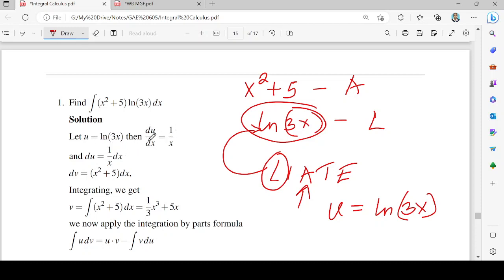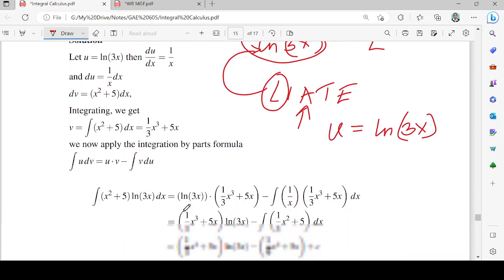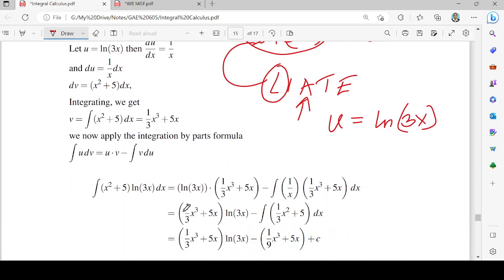Then we make du the subject. So du becomes 1 over x dx. Then dv is now the other function, x squared plus 5 dx. Now we integrate to get v. The integral of x squared plus 5 becomes 1 over 3 x cubed plus 5x. At this point, we don't add the arbitrary constant of integration. Note that. We don't add the arbitrary constant of integration at this point.